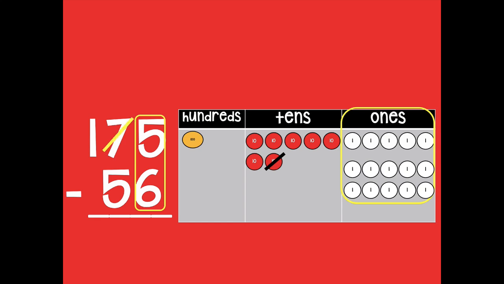So I took a 10 from here, so I only have 6 tens left over. And now I added that 10 as 10 ones in the ones place. So I had 5 ones, and now I added another 10 ones to that, which leaves me with 15 ones. Now I'm able to subtract 6 ones. So 1, 2, 3, 4, 5, 6.